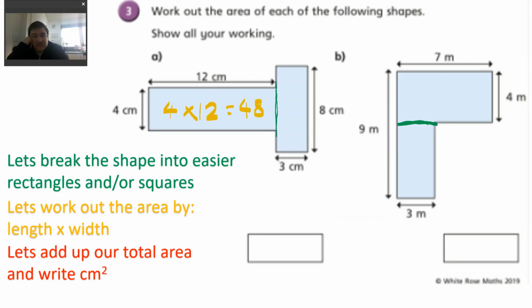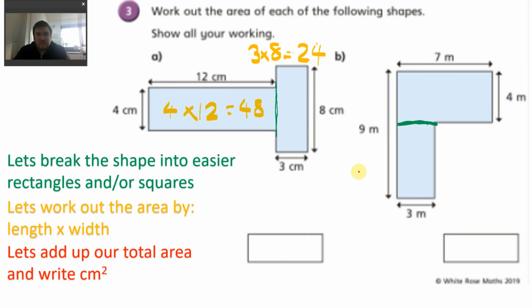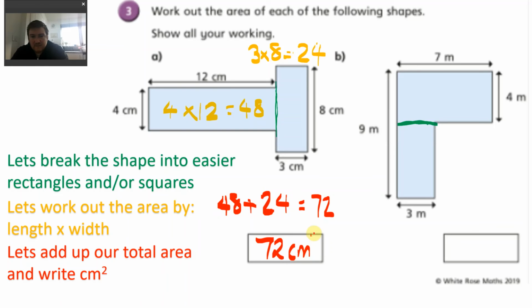Now we've got our next shape we need to work out, 3 times 8. So I'm going to write this above. 3 times 8 equals 24. Now our last step is that we can add them both up together. So 48 add 24 equals 72. So our answer is 72 centimeters squared.